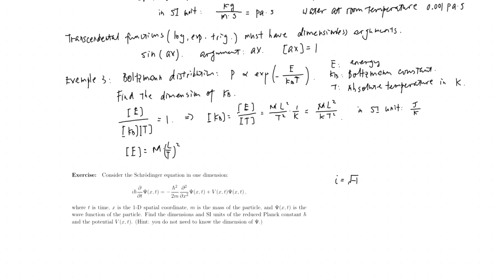Now you are going to use what we learned today. That means operate on dimensions and use the rule that each term, so you have three terms, one term on the left-hand side of the equation and two terms on the right-hand side, must have the same dimension. And you need to find the dimension and SI unit of the reduced Planck constant h bar, and also find the dimension and SI unit of the potential V.